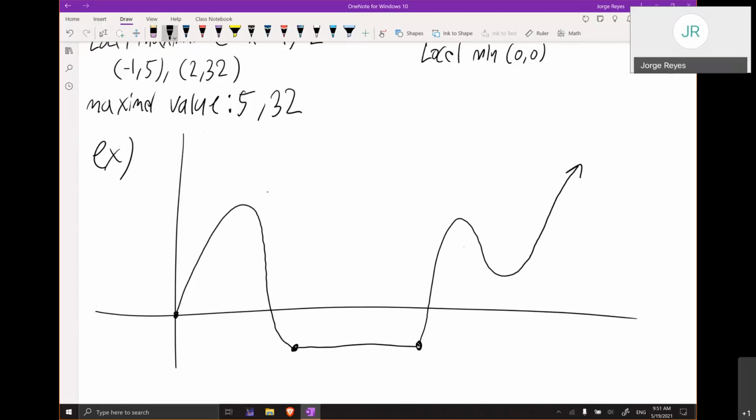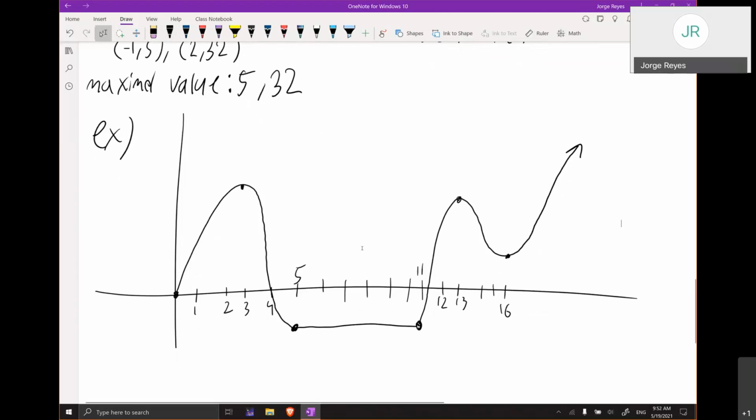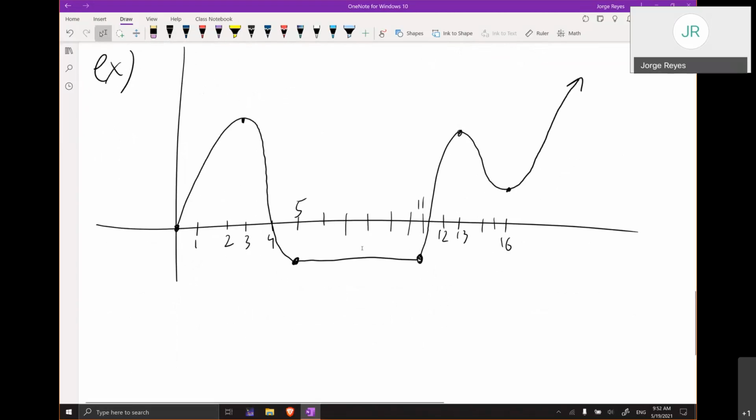So let's just go like 1, 2, 3, 4, 5, 6, 7, 8, 9, 10, 11, 12. Let's call this one 13, 14, 15, 16. That's all I care about. And the y values I actually don't care. So we should be able to know where we're increasing, decreasing, and constant.